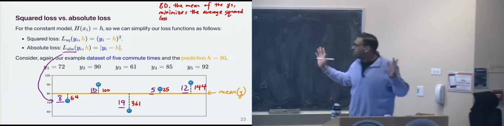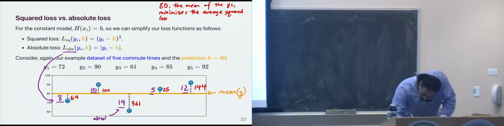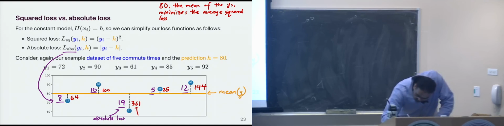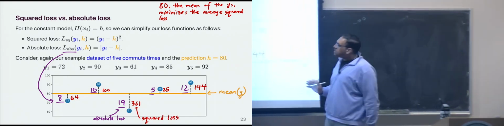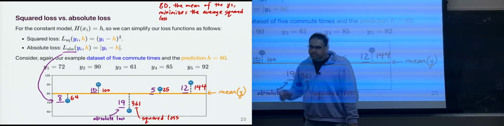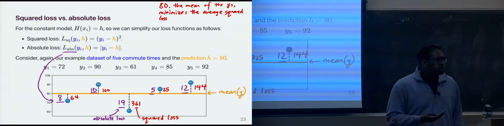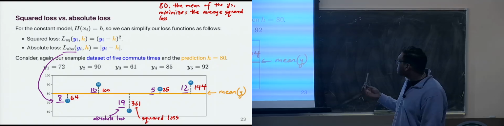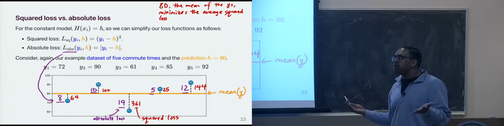Okay? And here's the big idea. And again, just to clarify, what I've written here are the absolute losses. And what I've written here are my squared losses. Here's the big idea. The prediction of 80, it's the one that minimizes the average of the 5 red numbers. That is the 5 squared losses. Do we agree? But that doesn't mean it's the same number that minimizes the average of the 5 purple numbers. Okay? It could be, but it could also not be.